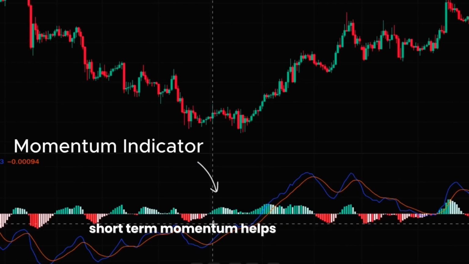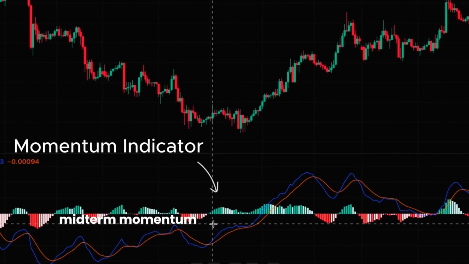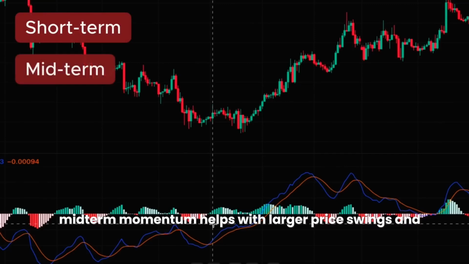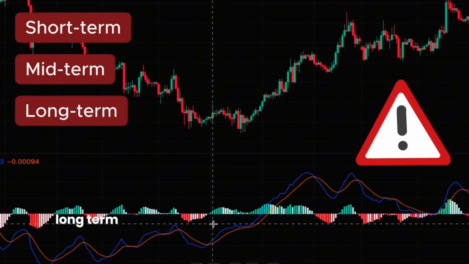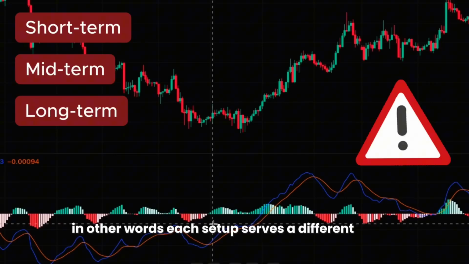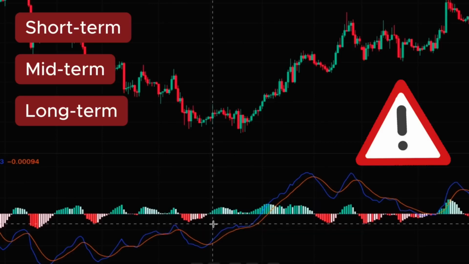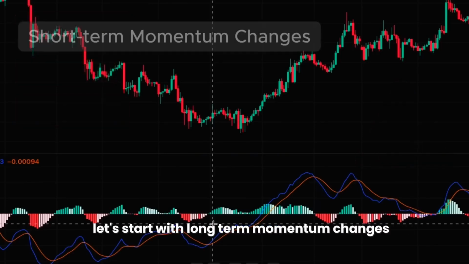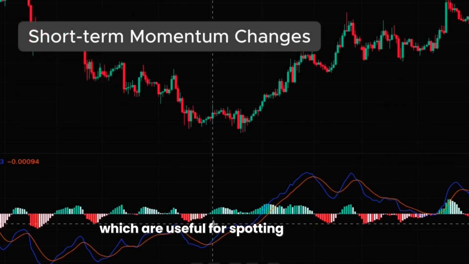Short-term momentum helps with trade entries. Mid-term momentum helps with larger price swings and deeper pullbacks. Long-term momentum helps with trend identification and trend changes. In other words, each setup serves a different purpose. And each one gives you a different view of the market. Let's start with long-term momentum changes, which are useful for spotting the main trend and major shifts in direction.